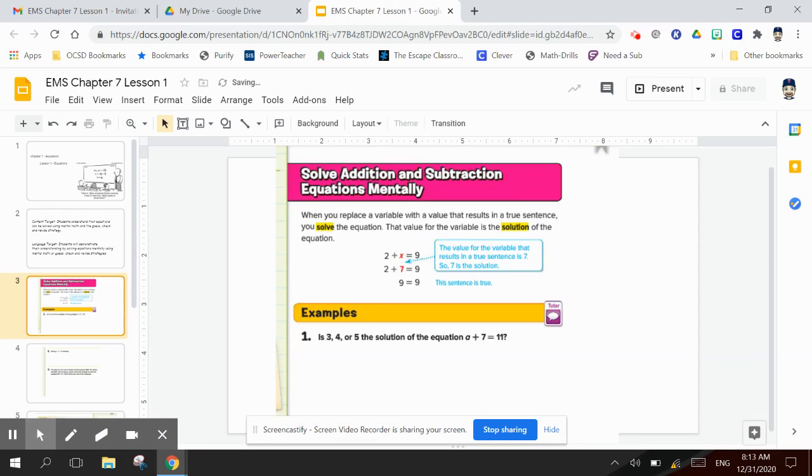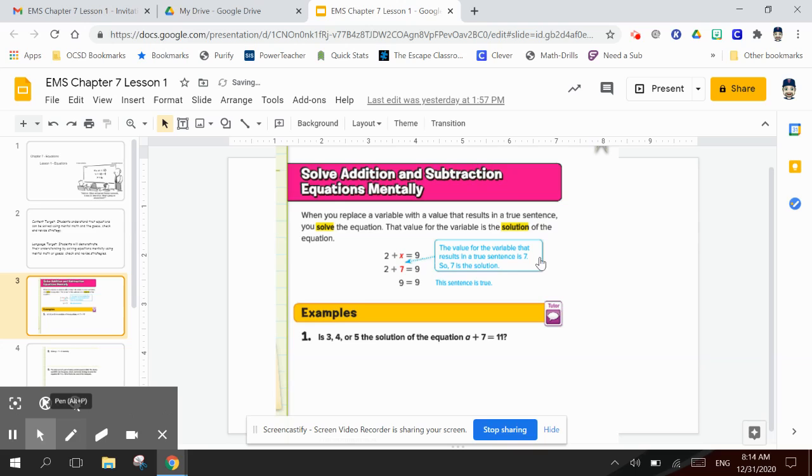strategy. So when you replace a variable, which is any letter, with a value, which is a number, that results in a true sentence, you solve the equation. That value for the variable is the solution of the equation. So in example 1, is 3, 4, or 5 the solution of the equation a plus 7 equals 11?